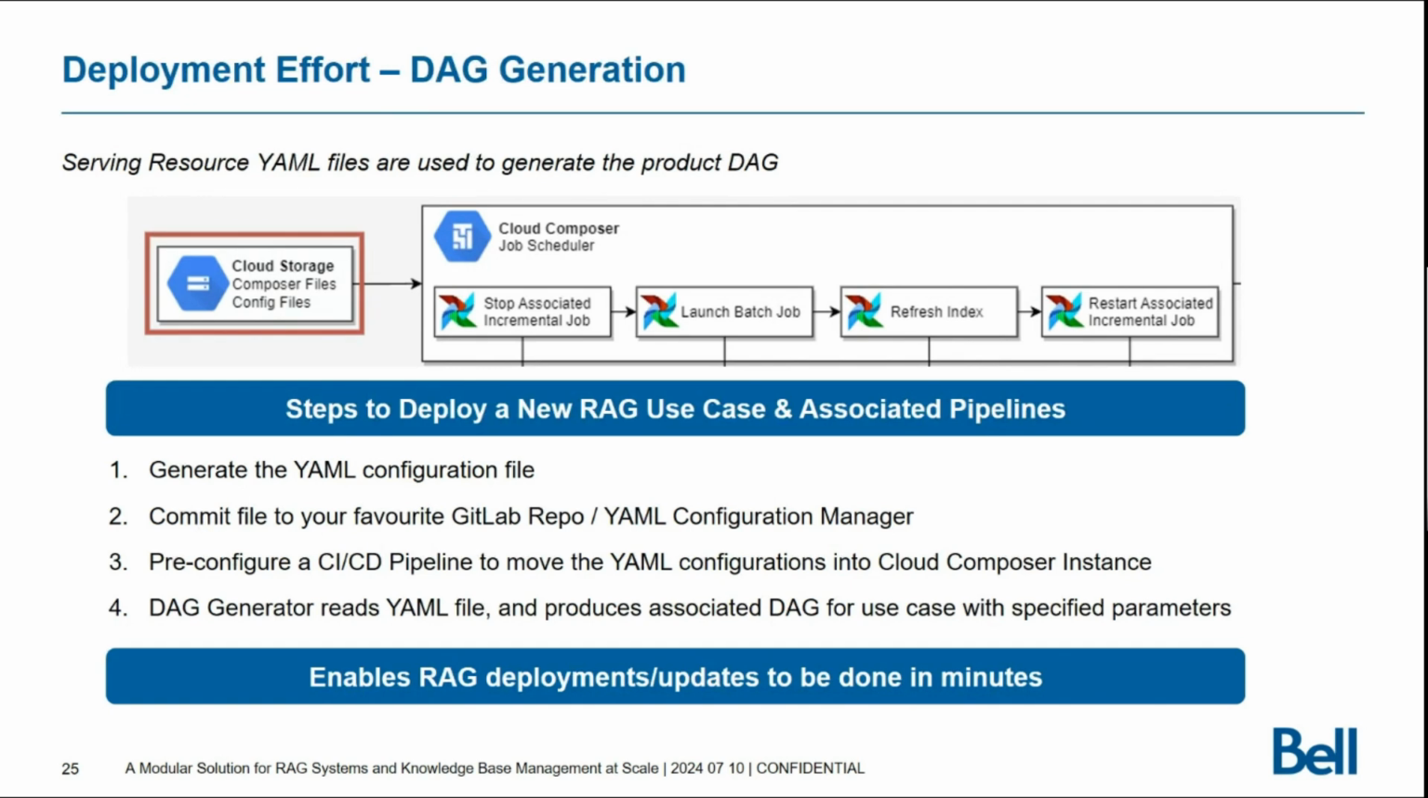Zooming in on the orchestration aspect of the hybrid solution, we can see we've created a standardized DAG definition. Now we are missing lots of DAG operators in there. This is high level, but use your imagination. Essentially, this is a standardized pipeline, and we inject our YAML configuration file into these operators. In our implementation, all you need to do is create a YAML file, configure a CI/CD pipeline to move that YAML file into your Cloud Composer instance, and then once uploaded, a DAG generator automatically creates the associated DAG for your use case with your specified parameters.